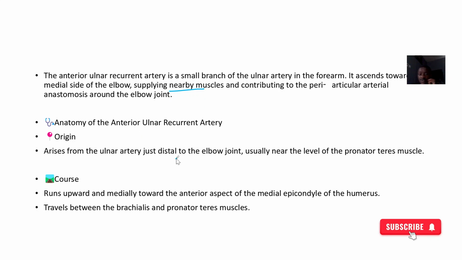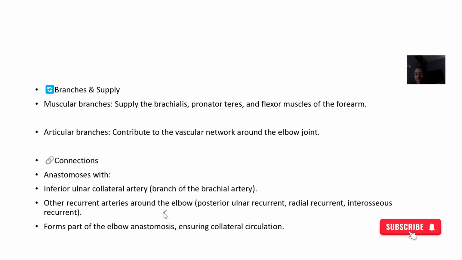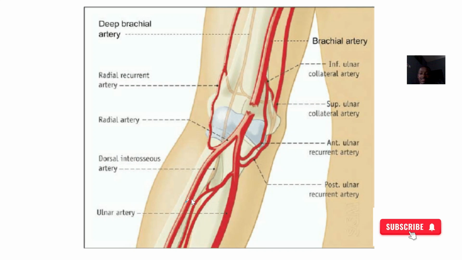So it arises from the ulnar artery just distal to the elbow joint, and it's usually near the level of the pronator teres muscle. It runs upward and medially towards the anterior aspect of the medial epicondyle of the humerus. It travels through the brachialis and the pronator teres muscles. Okay, so let's pick the artery again. This is the anterior ulnar recurrent artery.